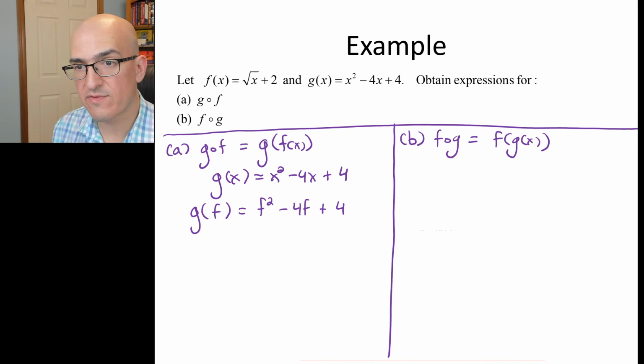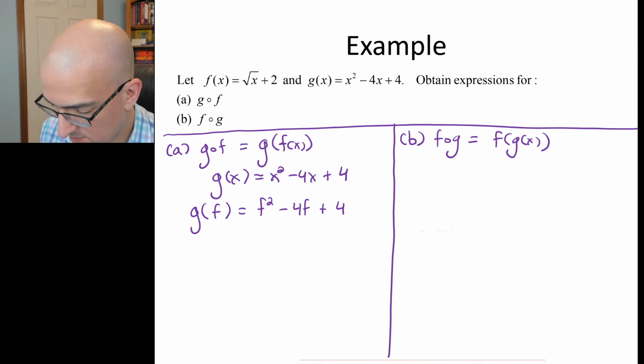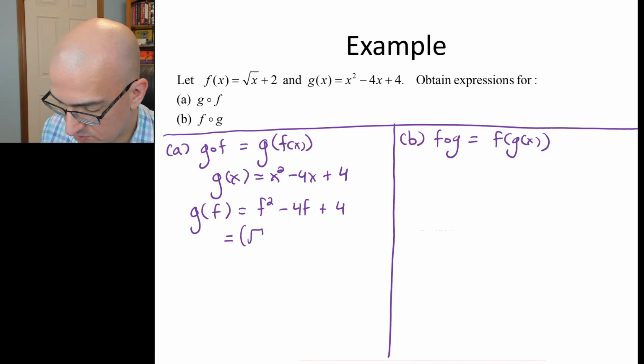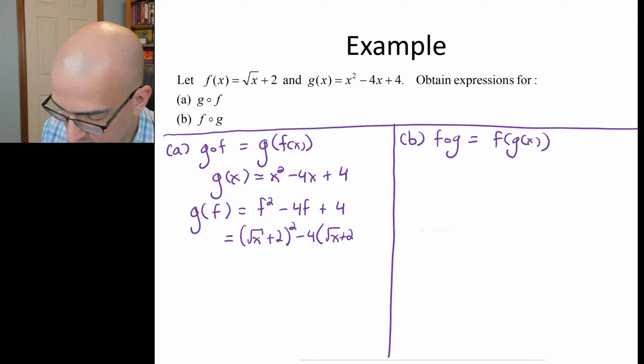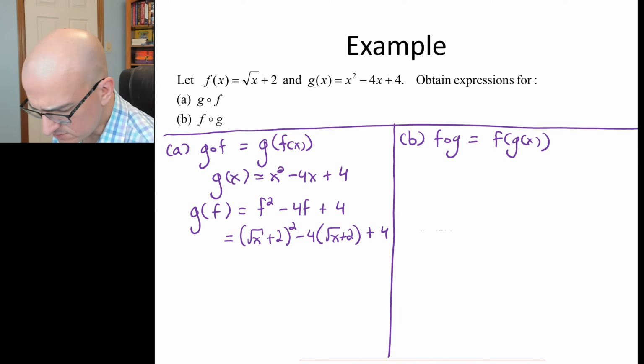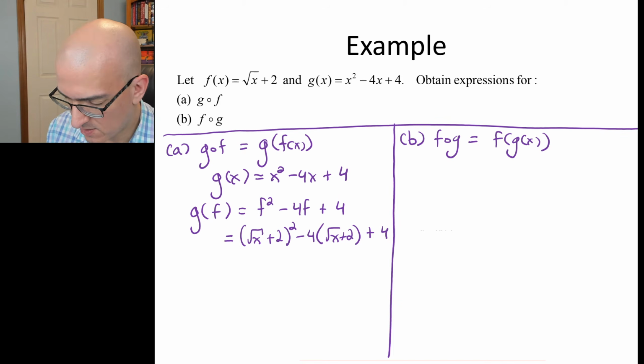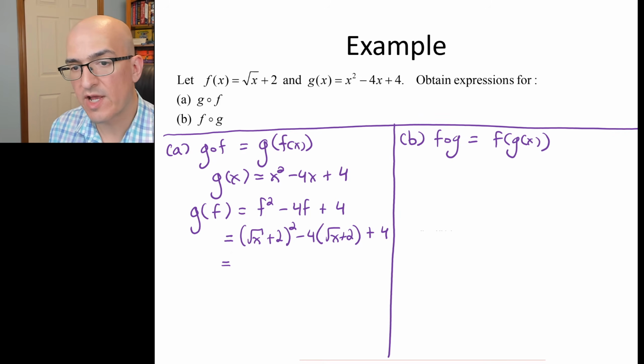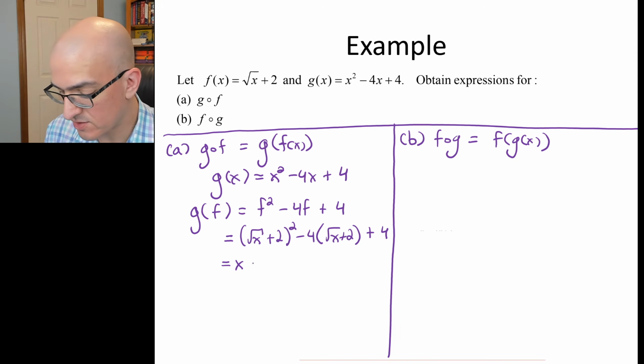Now let's plug in what f of x is. So square root of x plus 2 all squared, minus 4 times the square root of x plus 2, plus 4. And we'll do the FOIL. So root x plus 2 times root x plus 2, we'll get a root x times root x, which is x. We'll get a 2 root x and another 2 root x, so 4 root x. And then a 2 times a 2, so a 4.